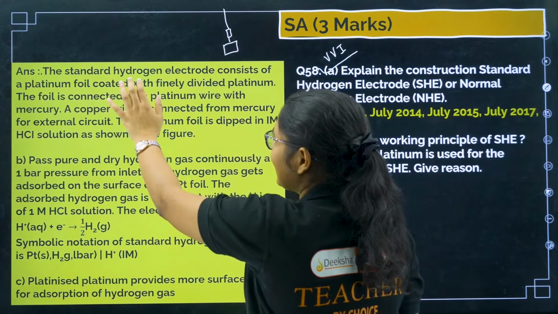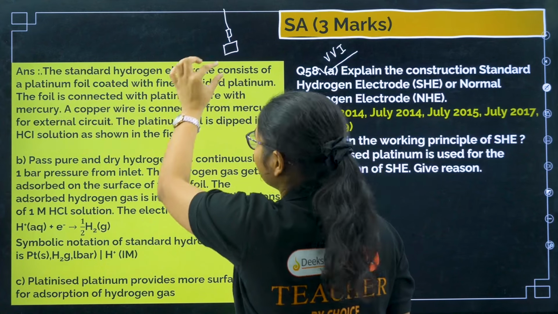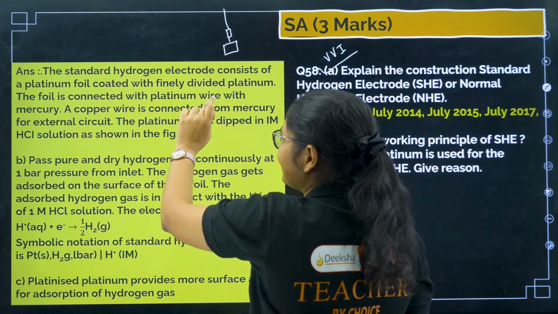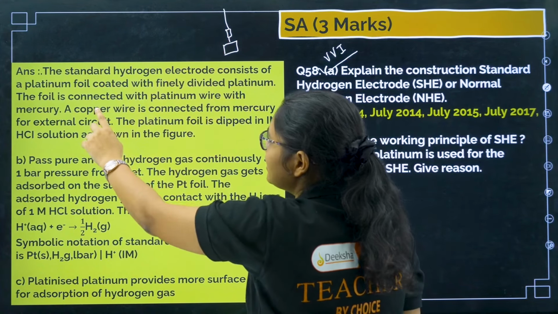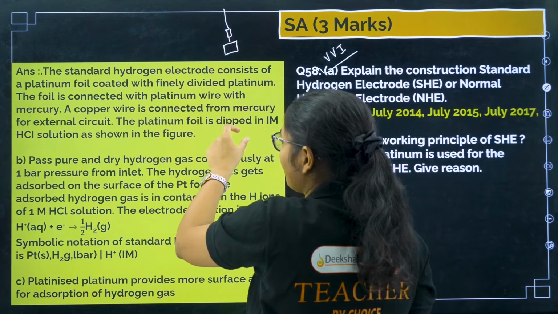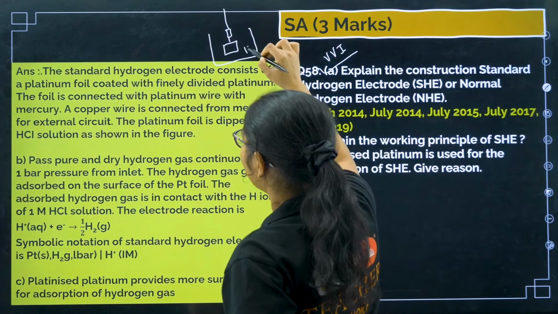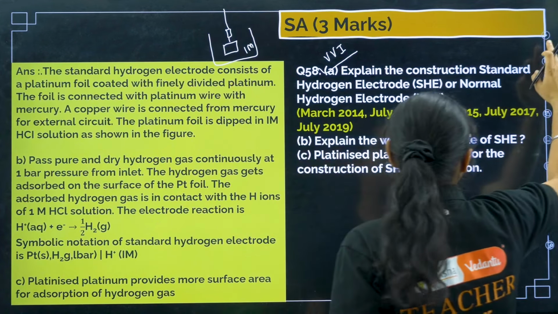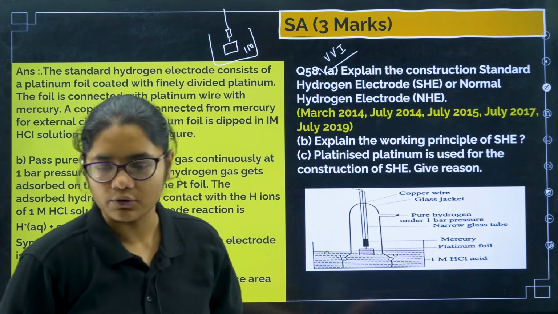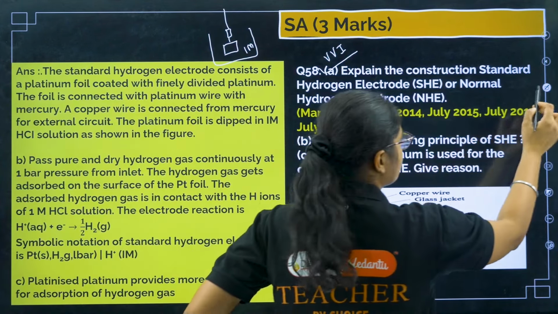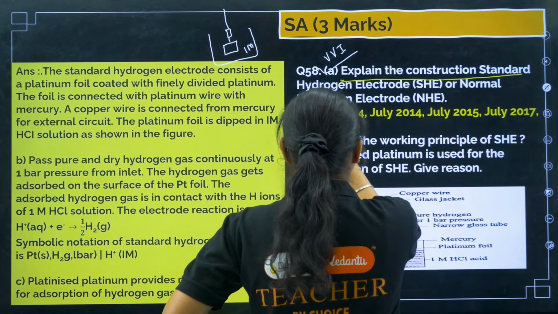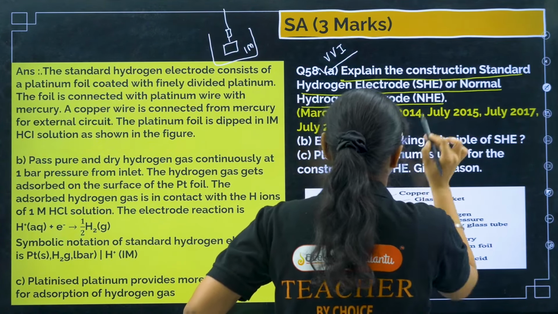The standard hydrogen electrode consists of a platinum foil coated with finely divided platinum. The platinum foil is connected with platinum wire with mercury. Now a copper wire is connected from the mercury for the external circuit. The platinum foil is dipped in 1 M HCl solution as shown in the figure. So this is the figure that you should be drawing. You should know the figure, and all the labelings you should draw properly. This is a very important question. I am not highlighting it because I think it decreases the legibility of the question, so I will underline it. This is a very, very important question.